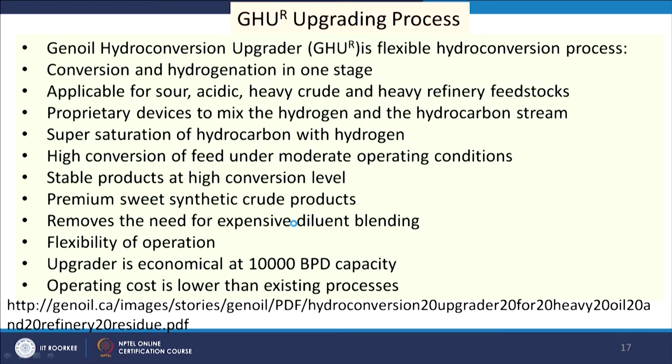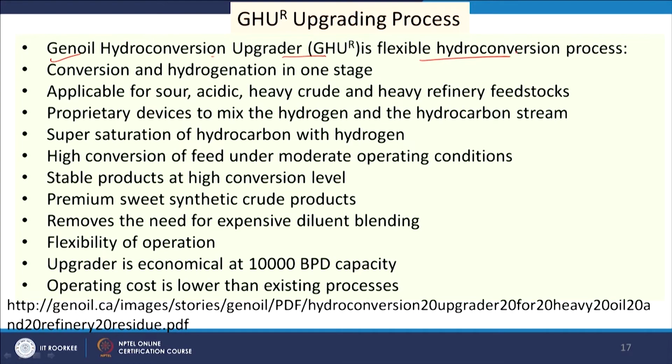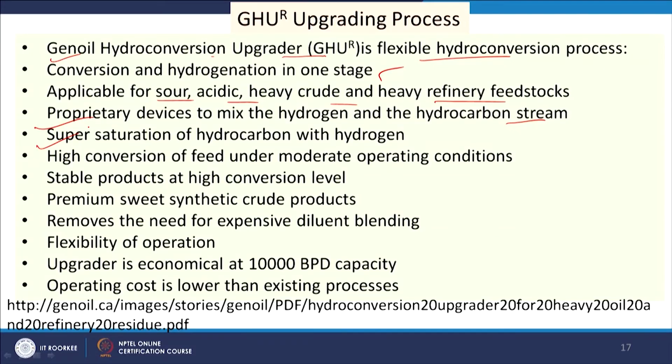Now, the GHU upgrading process, Genoil hydroconversion upgrader. This is also based on hydroconversion and hydrogen addition methods. The Genoil hydroconversion upgrader is a flexible hydroconversion process, its conversion and hydrogenation is one stage, and it is applicable for sour, acidic, heavy crude and heavy refinery feedstocks. Any feedstock can be handled here, and there are proprietary devices to mix the hydrogen and the hydrocarbon stream, causing supersaturation of the hydrocarbon with hydrogen.